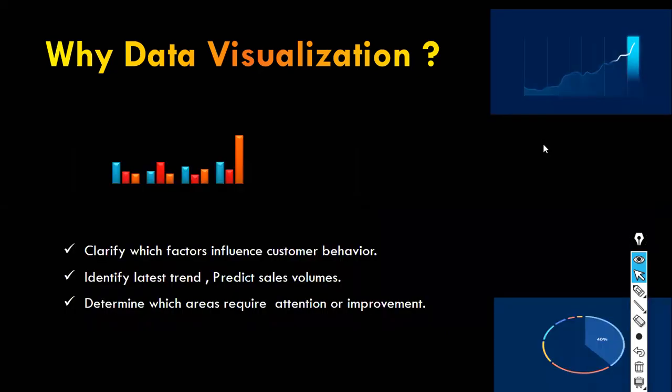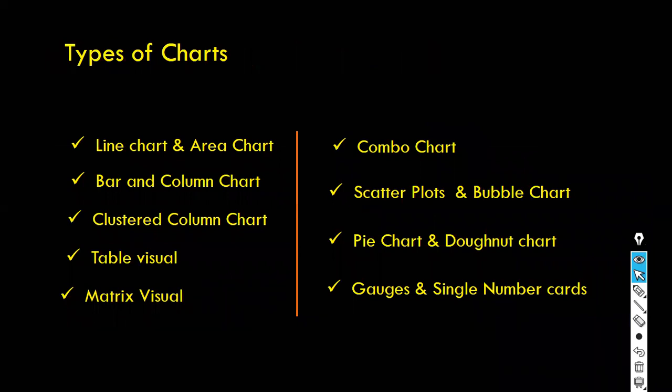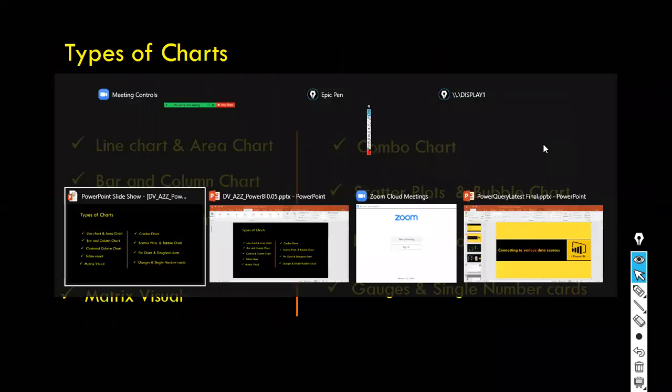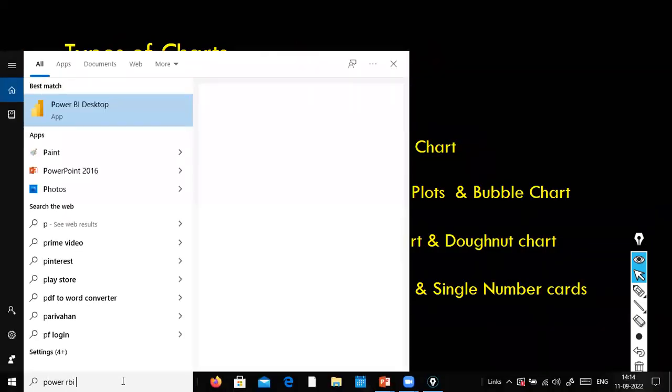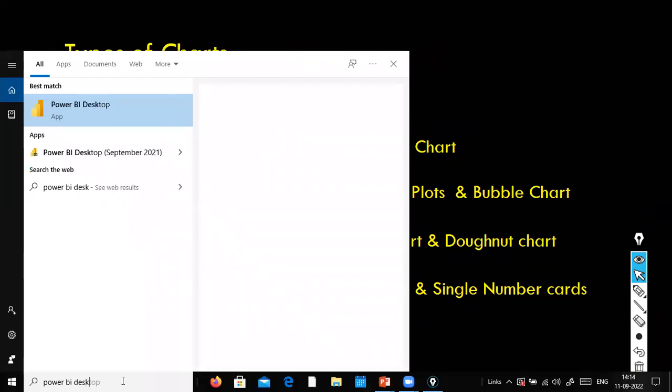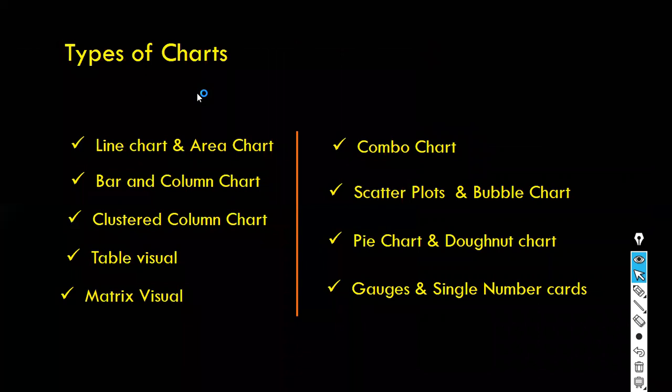So what are the various types of charts available? We have line chart, area chart. One second, let me just open my Power BI Desktop. So these are the charts: line chart, area chart, bar and column chart, clustered column chart, and combo chart, table visual, matrix visual, scatter plots, pie chart, donuts, and single number cards. These are the types of charts available, and today we will take a look at as many visuals as possible.